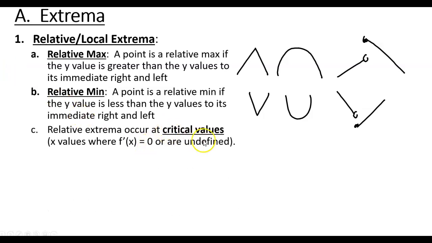Relative extrema occur at critical values. That's the places where the derivative is 0 or undefined. For instance, on these curves here, that's where the derivative is 0. You have a flat horizontal tangent line. But for these cusps here, or for these jump discontinuities, those are places where the derivative is undefined. And so relative extrema always occur at critical values. And critical values are those places where f prime is either 0 or undefined.